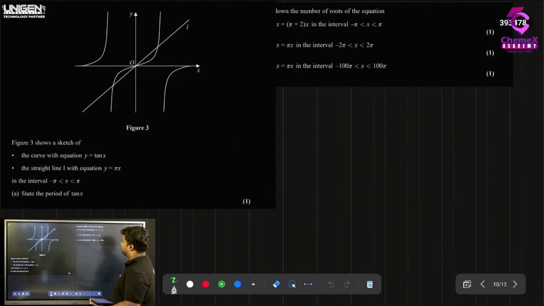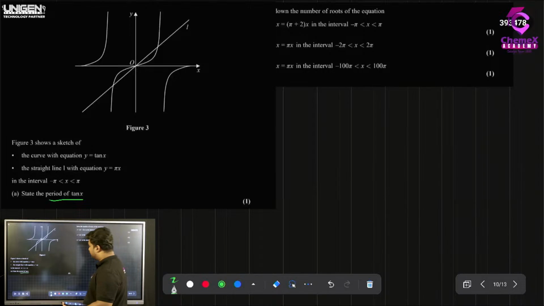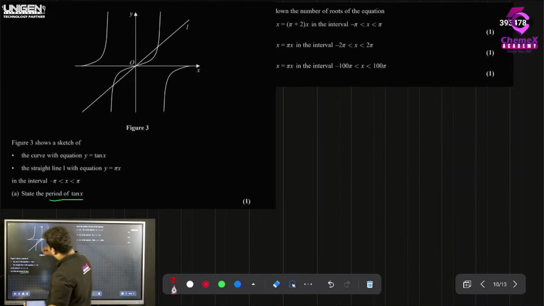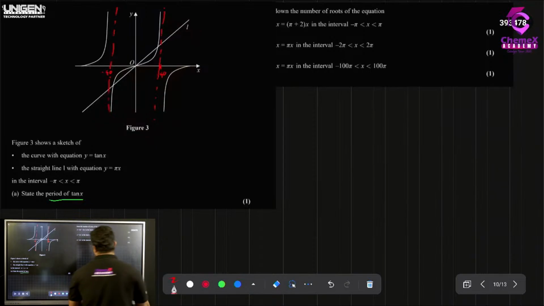Okay. Now state the period of tan x. So usually your tan x graph is going to go between what and what? If I draw it, minus 90 and plus 90, right? Do you have tan 90? If you type tan 90, what do you get? Just type tan 90 and check. It never touches that 90 curve or minus 90. So that's the period of tan x.